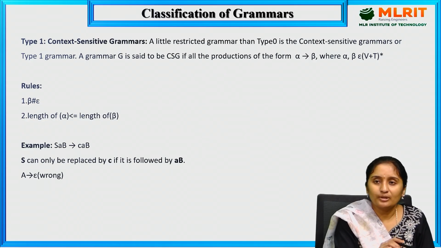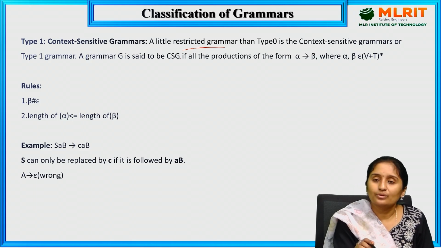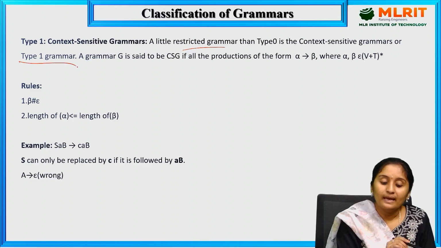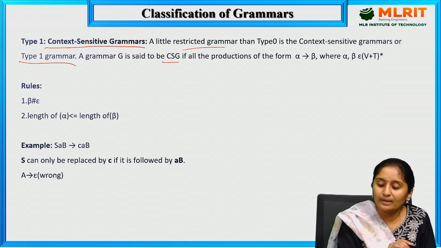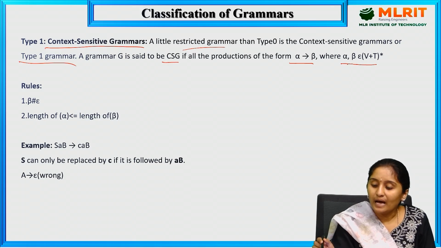So the next one, coming to type 1 or context sensitive grammar. This is a little restricted grammar when compared to the type 0 grammar. We can also call it type 1 grammar. A grammar G is said to be a CSG, context sensitive grammar, if the productions are in the form of alpha produces beta, where alpha, beta belongs to (V plus T) whole star.